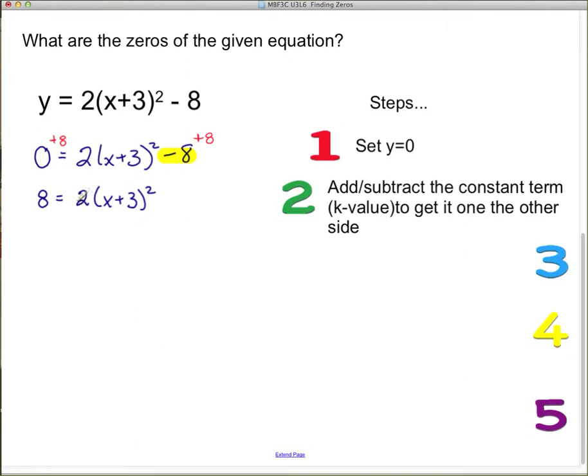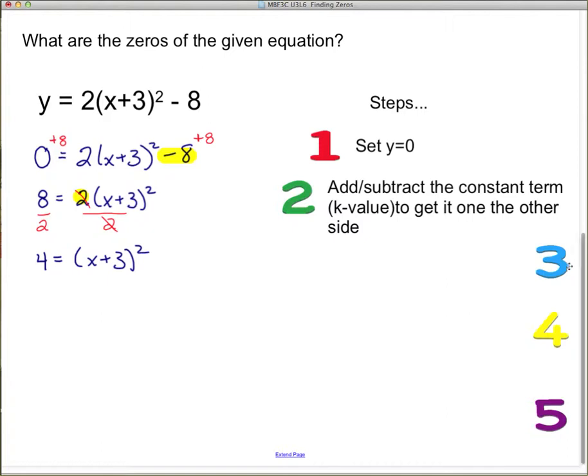Now the next thing we're going to get rid of is that 2. That 2 is multiplying (x + 3) squared. So what I have to do to get rid of it is divide by 2, and that'll cancel that out. But remember, whatever you do to one side, you do the same thing to the other. So I have to divide by 2 on that side, which means on this side I have 4, and on this side I'm left with (x + 3) squared.